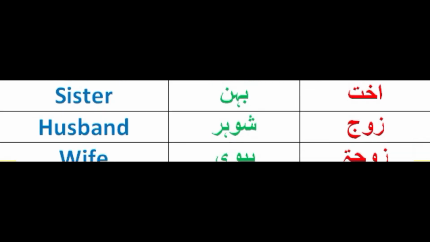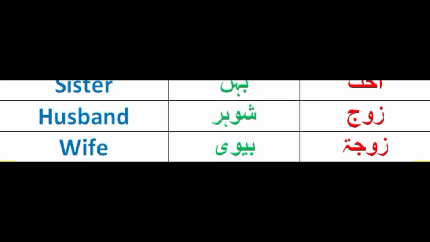The next one is wife. In Arabic you say zawjatun. Zawjun is used for both husband and wife in Arabic. For the wife you say zawjatun.